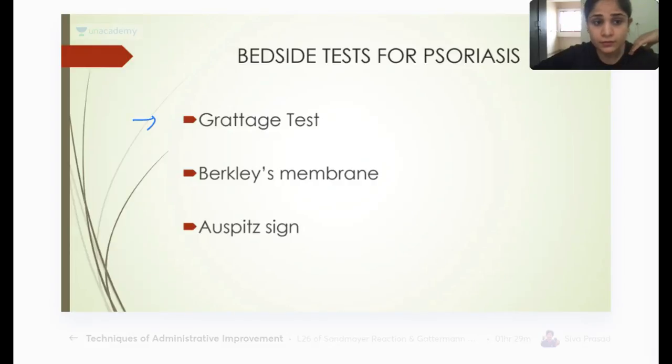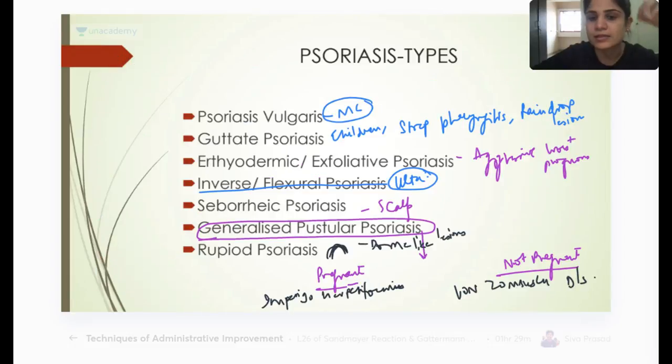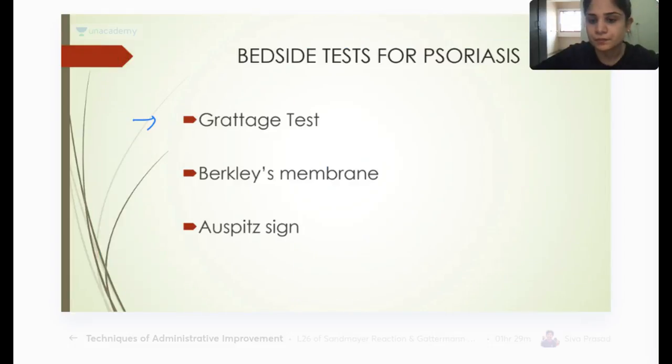So first thing, can anyone tell me what you do in the grattage test? Once you say it, the work is done. Okay, so what you do is, this is your psoriatic lesion, correct? I take a glass slide like the one you get in the micro lab, and I start rubbing against this lesion. So when I start rubbing against this lesion, what will I see? What will come out if I start scraping against the lesion?